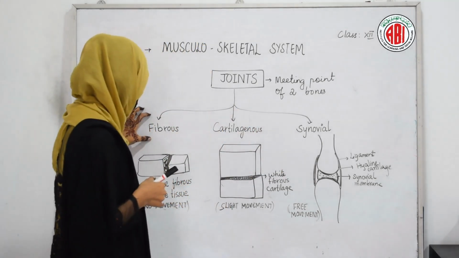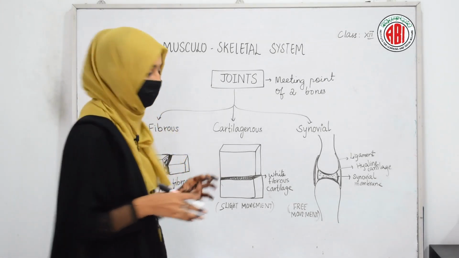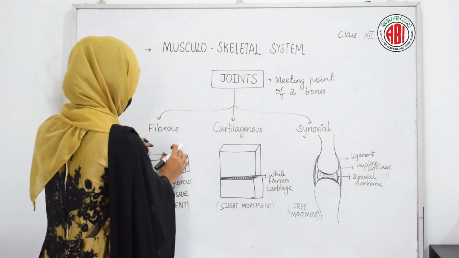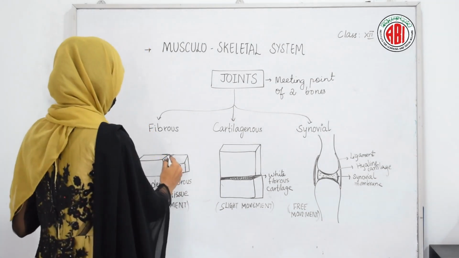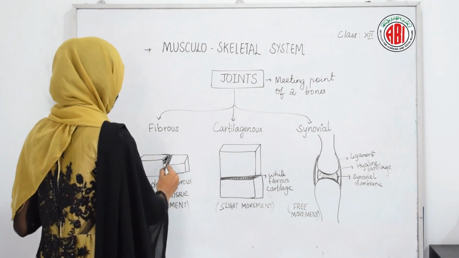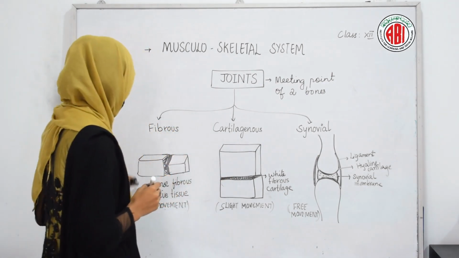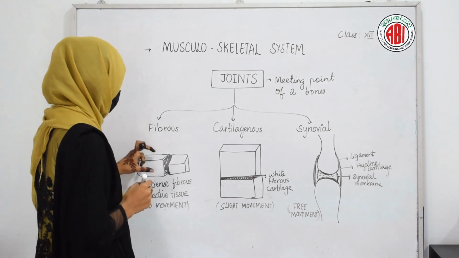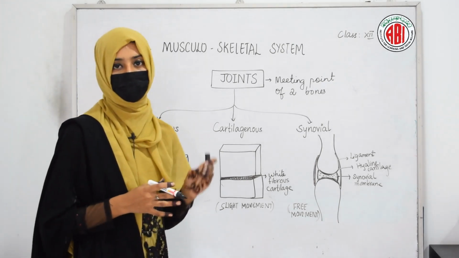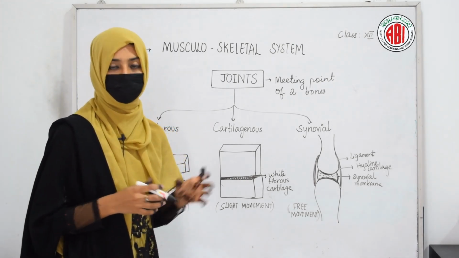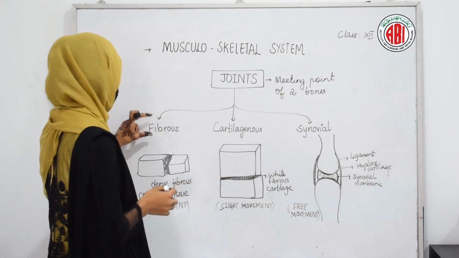So fibrous joints are the joints which are made up of dense fibrous connective tissues. Here the two bones are present. In between these two bones you can find some fibers. Some thread-like structures are present, and these thread-like structures are very dense. They have some thickness. So these dense fibrous connective tissues are found in between these two bones. This type of joint, in which the bones are attached to each other with the help of fibers, is called a fibrous joint.